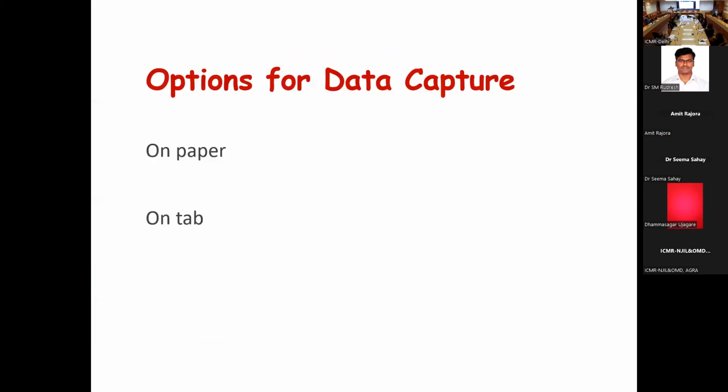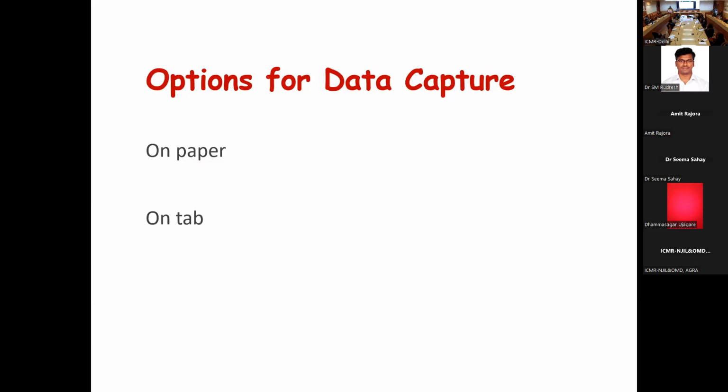Next, please. Okay, you can enter your data anywhere, regardless of which statistical software you're going to use for analysis. Enter your data wherever you feel like, right? If your study is small, you can enter it on a spreadsheet, but the spreadsheet has limitations. You cannot put relational checks, right?